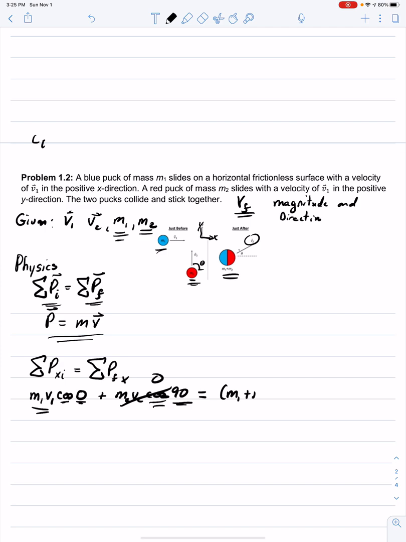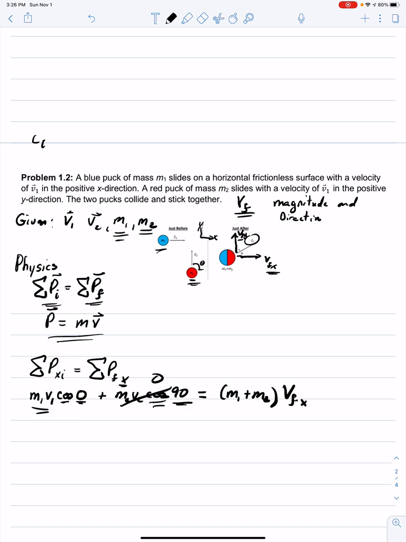mass 1 plus mass 2, because now they're sticking together. You see here, mass 1 plus mass 2, they're sticking together after the collision. And they have a certain velocity, but since we're only dealing in the x direction, we're finding the velocity in the x direction, velocity final x. The next component is going to be velocity final in the y direction. Once we have these two components, we can use the Pythagorean theorem and find the magnitude of that velocity.